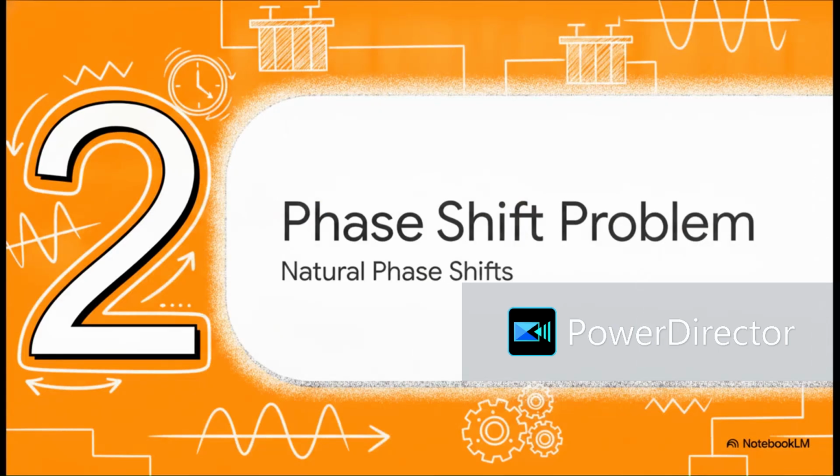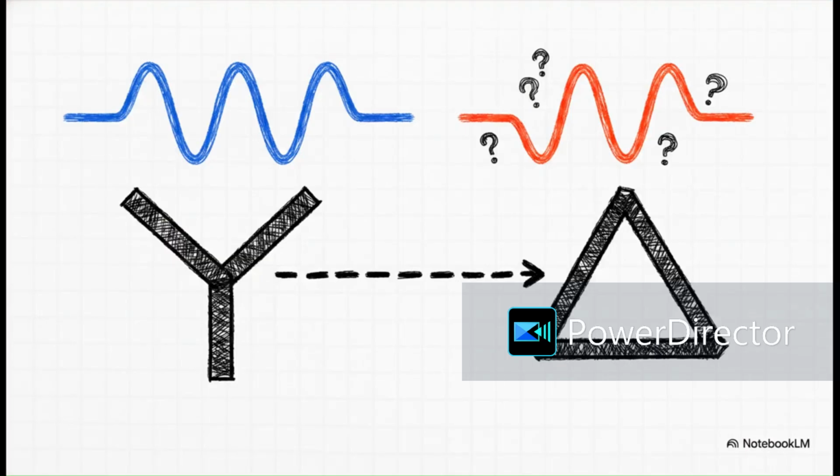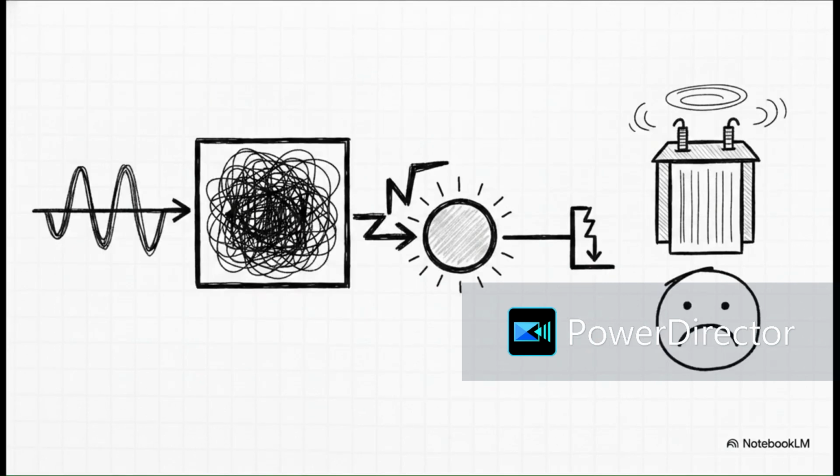Section 2. The phase shift problem. Now here's where things get tricky. The physical design of the transformer itself actually creates a major problem. In those massive grid transformers, we often use different winding configurations, like a star setup on one side and a delta setup on the other. Because of the way these are physically wound and connected together, a star-delta transformer naturally shifts the electrical phase. Depending on the exact configuration, this could be a shift of plus 30 degrees, minus 30 degrees, or even 45 degrees.